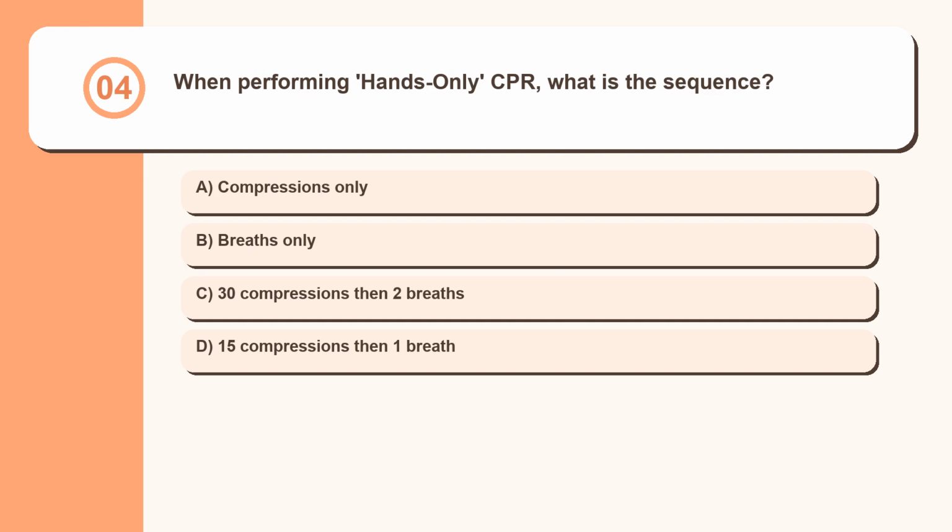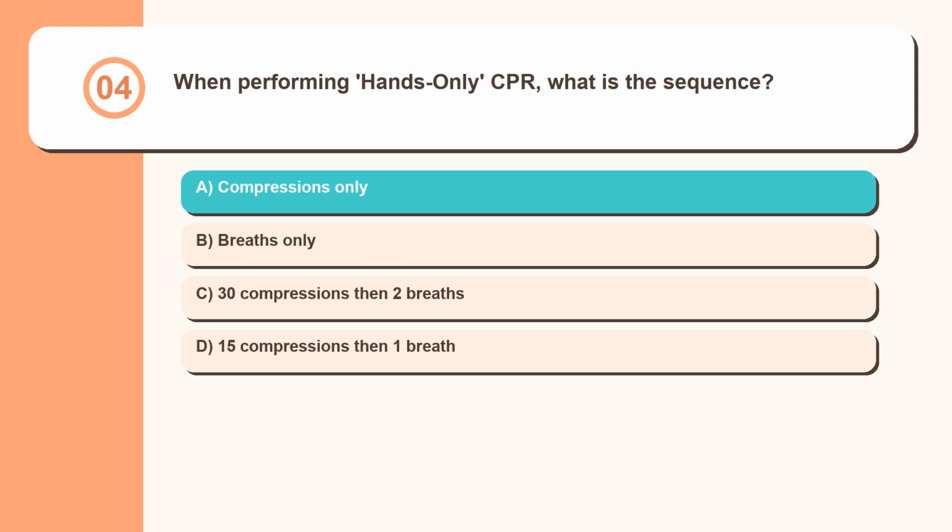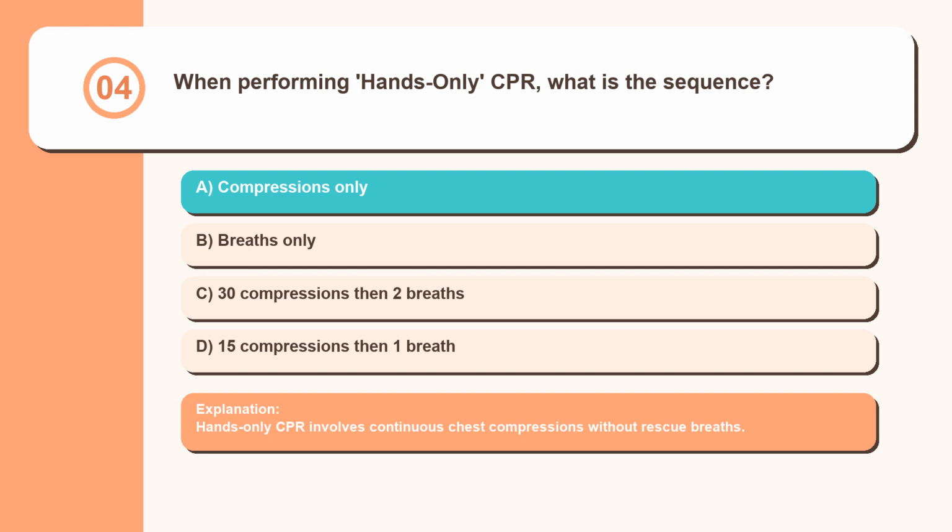Question 4. When performing hands-only CPR, what is the sequence? Compressions only, breaths only, 30 compressions then 2 breaths, 15 compressions then 1 breath. Hands-only CPR involves continuous chest compressions without rescue breaths.